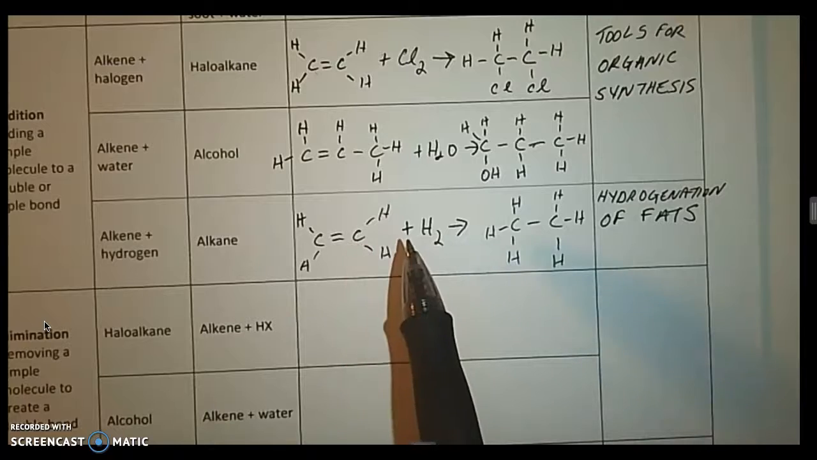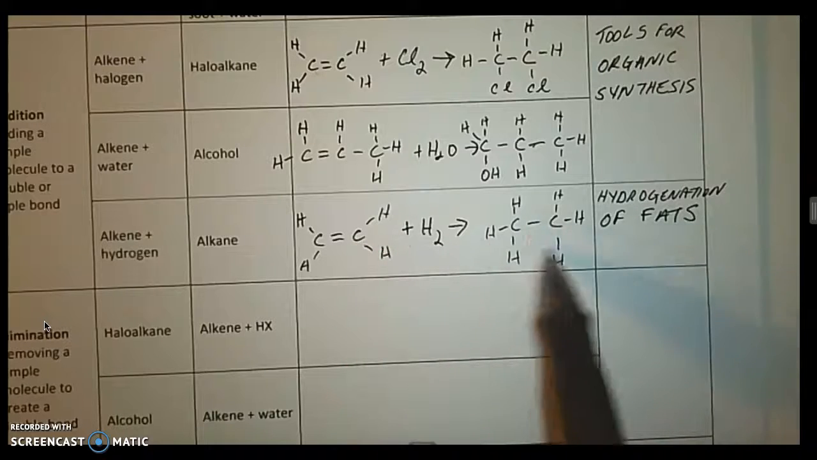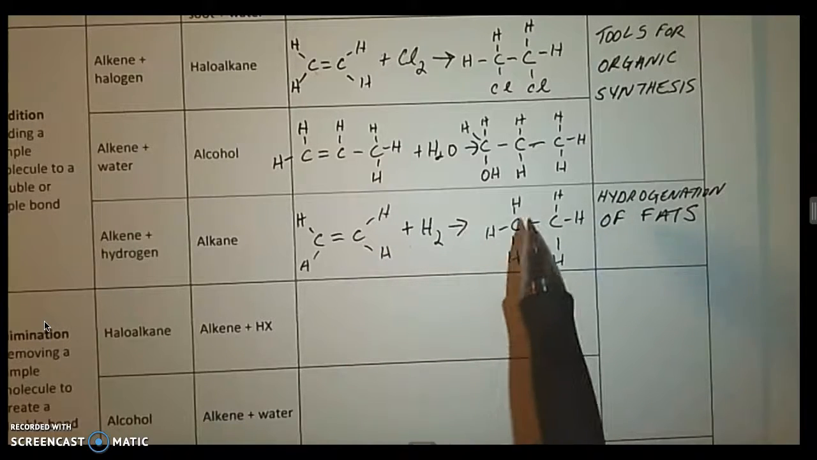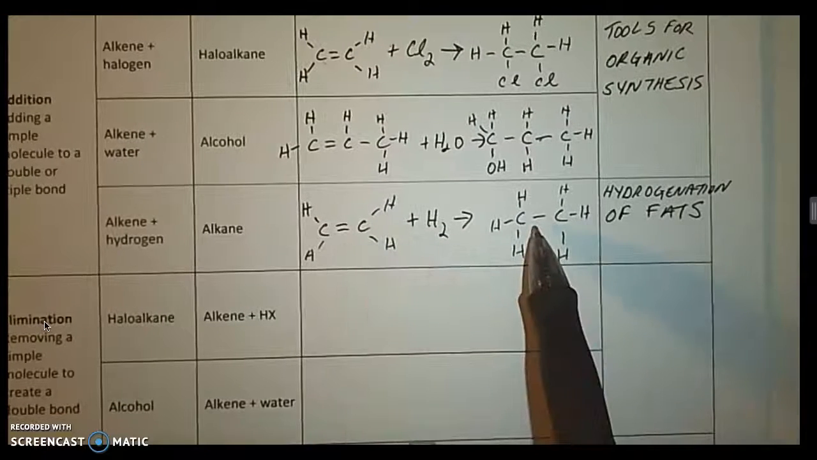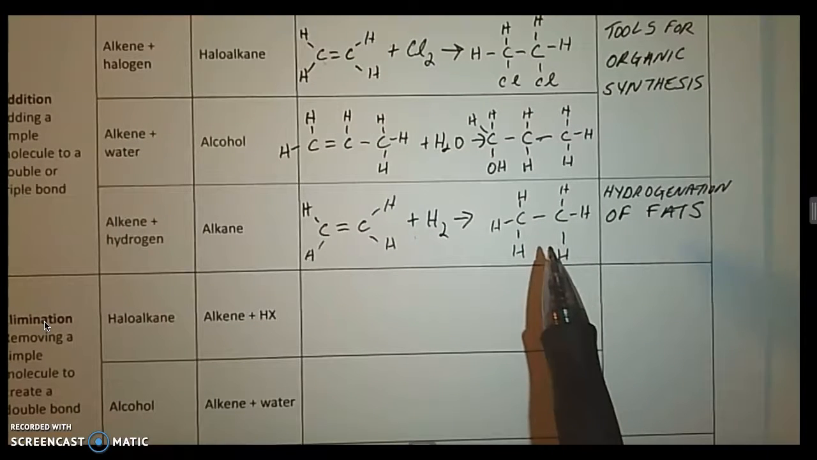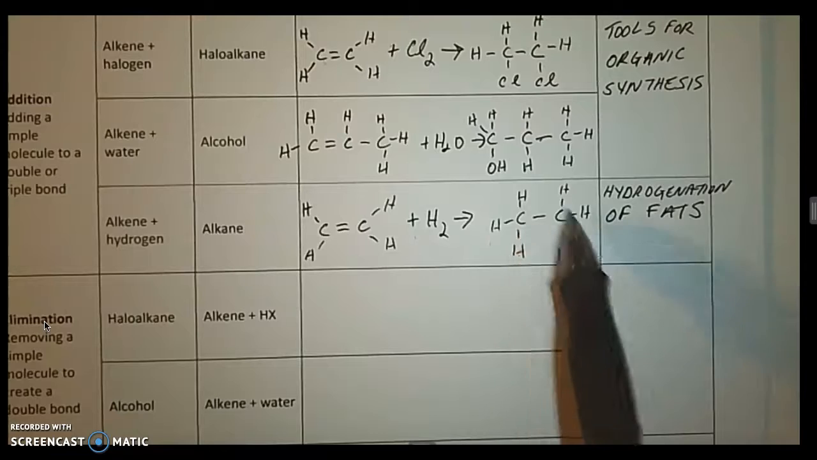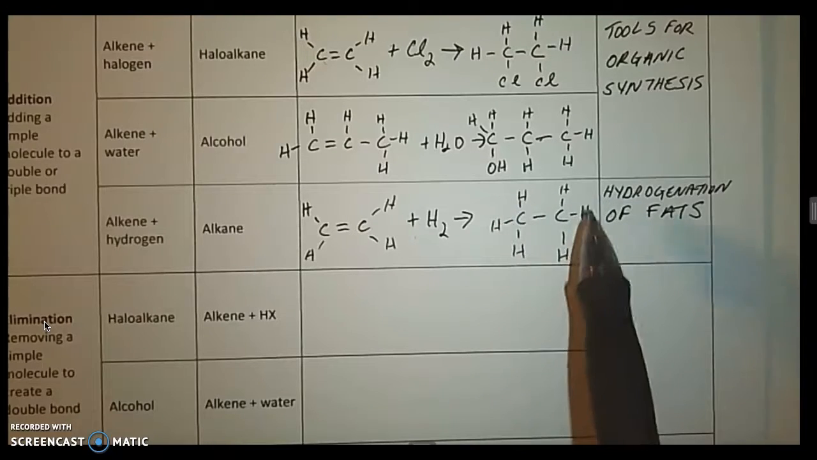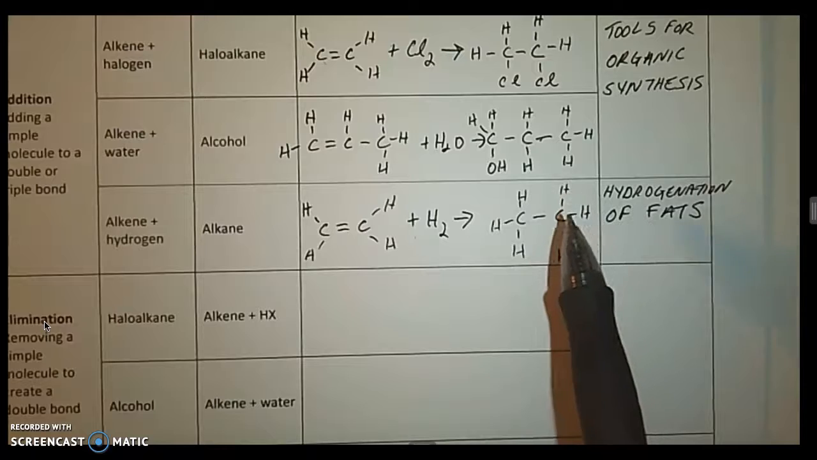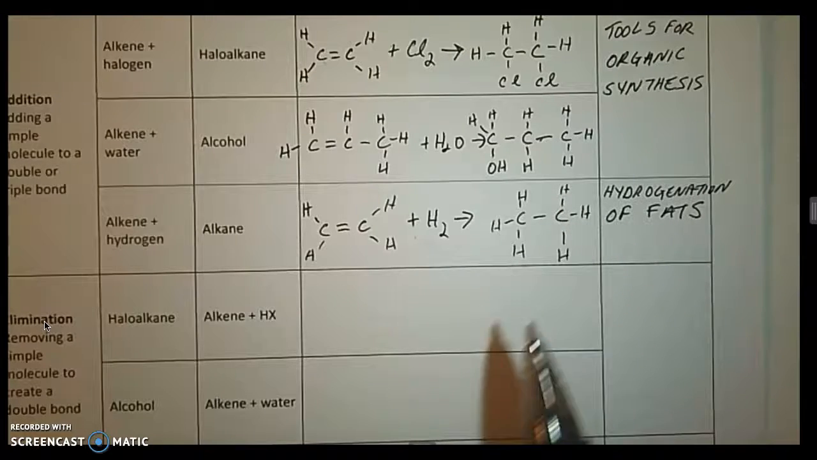So this has kind of been phased out because saturated fats have been found to be worse for you than unsaturated fats. But especially in the mid 20th century, a lot of manufacturing of foods included hydrogenating fats to make foods last longer on the shelf.